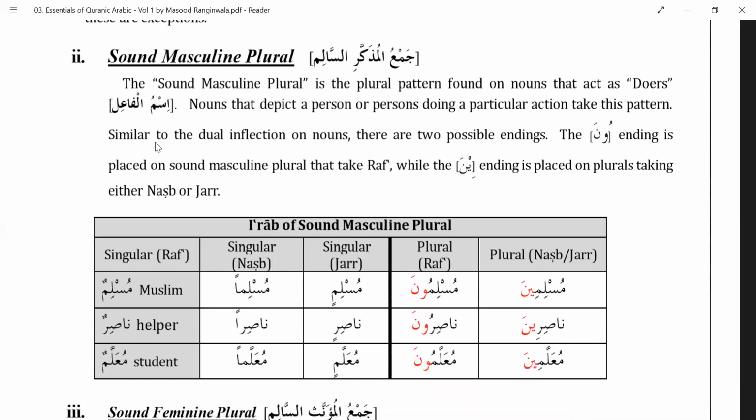Then the next one is plural. This we saw it was dual. How do you identify dual? How do you know whether a word is dual, plural or singular? You will first check for dual. Then you will check for plural. If not, the last option is singular.